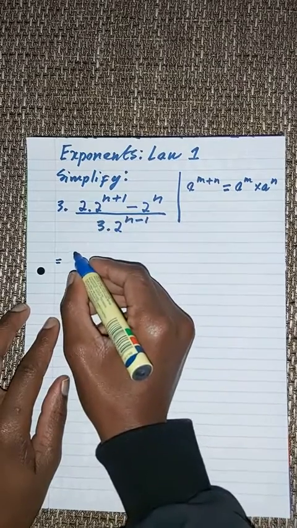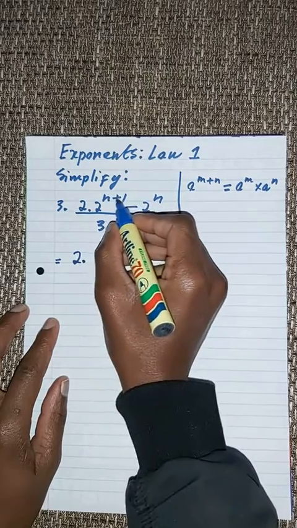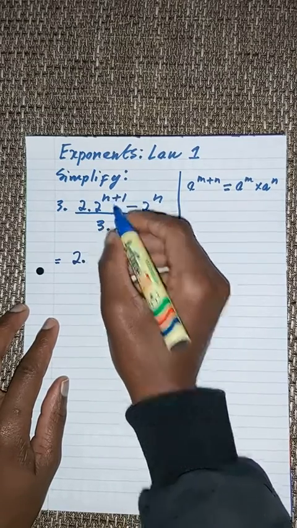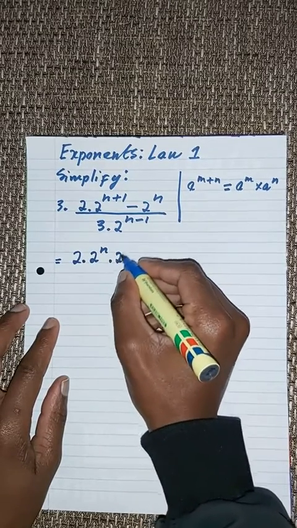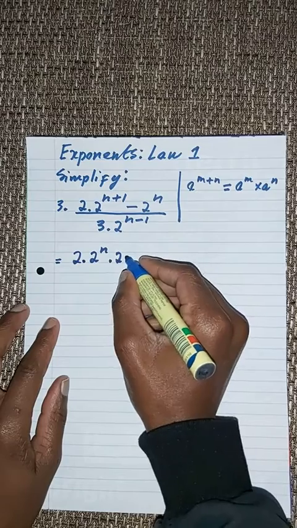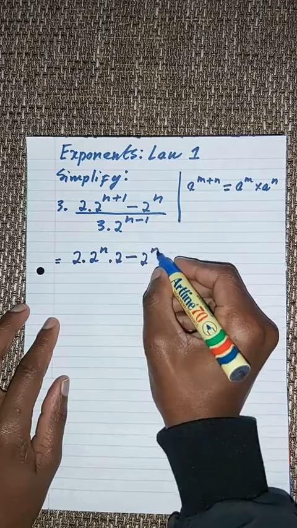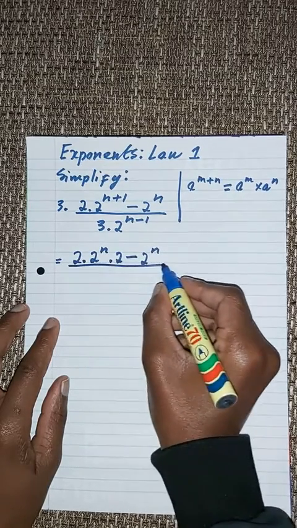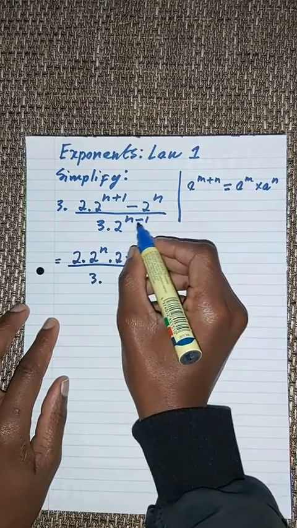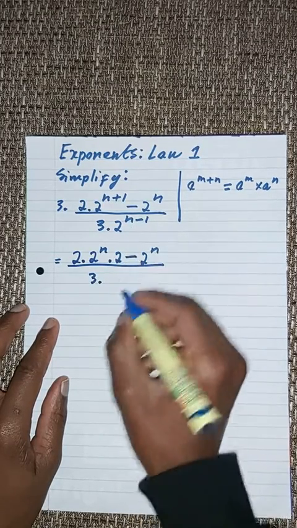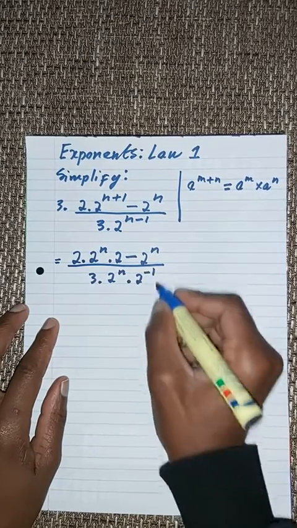So this 2 we're going to drop down times 2 to the power of n. We're separating these two exponents under one similar base, right? So we'll have 2 to the power of n multiplied by 2 to the power of 1. We never write 1. Minus 2 to the power of n. This one remains unchanged. And then at the bottom, we'll have 3 multiplied by, separate these two exponents into one similar base. So we'll have 2 to the power of n multiplied by 2 to the power of negative 1.